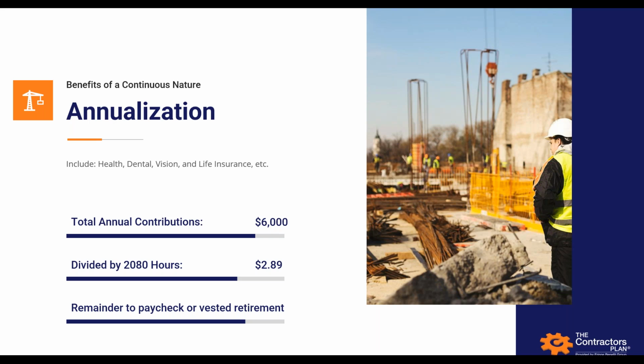And so the way that you as a contractor arrive at the amount to be annualized is that you take the total cost. In this example, it says $6,000. Maybe that's $500 per month times 12 months of health insurance. You divide that $6,000 by 2,080 hours. That gives you $2.89 per hour that you can take credit. So in my earlier example of a $20 fringe, it'd be $20 minus $2.89, and then the remainder of that would flow to the paycheck or vested retirement.